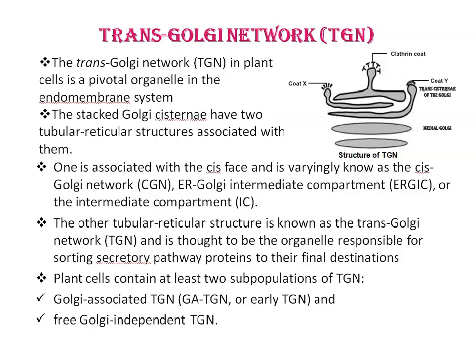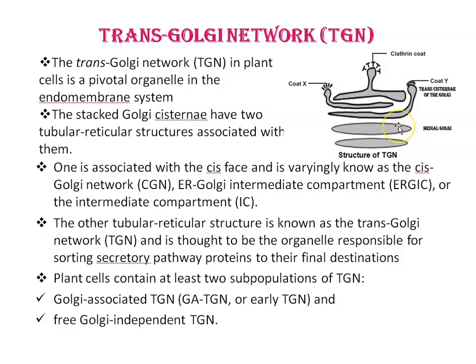Next is the trans-Golgi network, TGN. The trans-Golgi network in plant cells is a pivotal organelle in the endomembrane system. This is the structure of TGN. The stacked Golgi cisternae have two tubular reticular structures associated with them. One is associated with the cis phase and is variously known as the cis-Golgi network, CGN, as I already told you, endoplasmic reticulum, Golgi, intermediate compartment, ERGIC, or the intermediate compartment, IC.